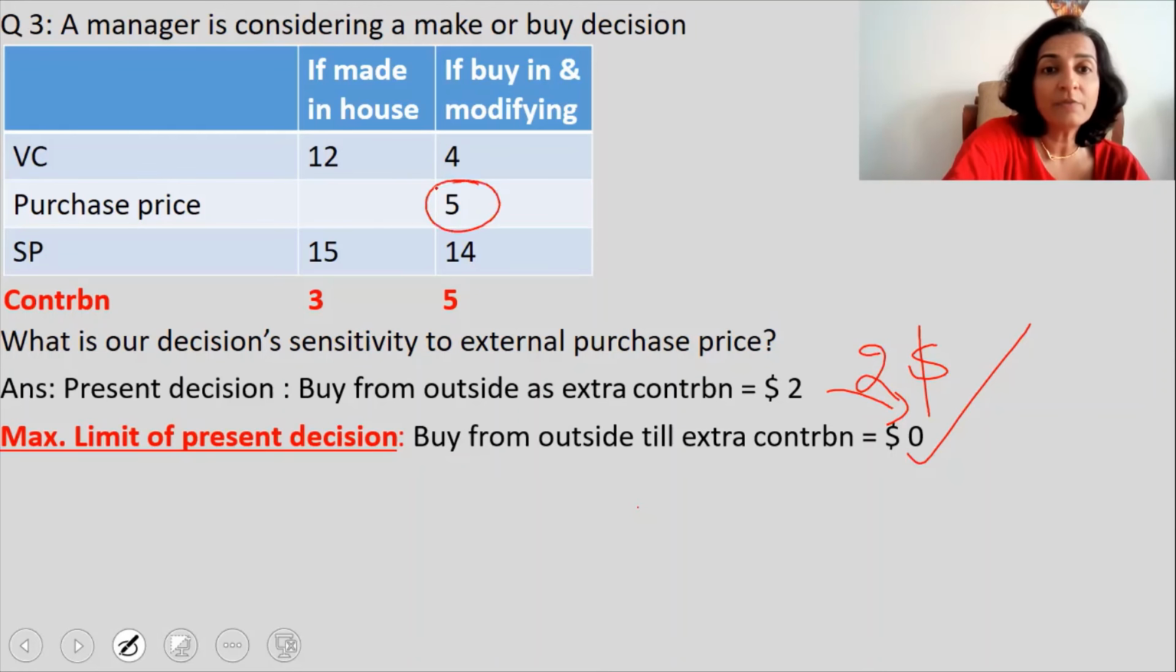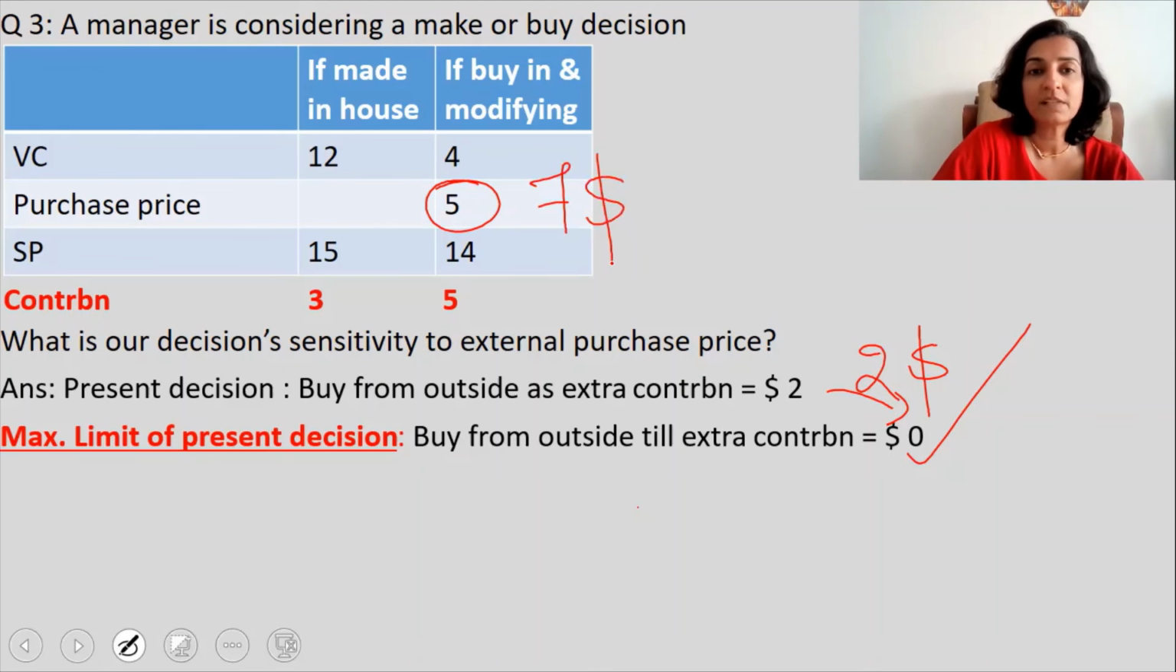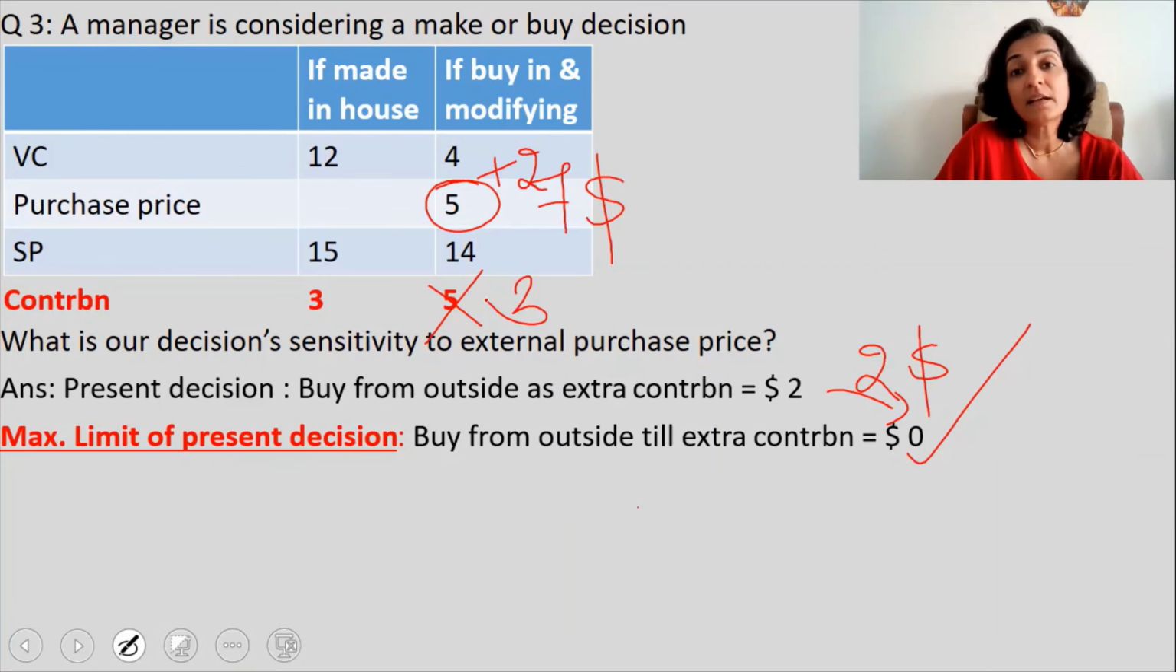Suppose instead of $5, if the purchase price is $7, that is plus 2. Even then we can buy from outside because then what will be the contribution? Instead of 5, it will be $3. So we can buy from outside or we can make in-house. It's the same cost. So we can continue our decision as long as the extra contribution is $0.